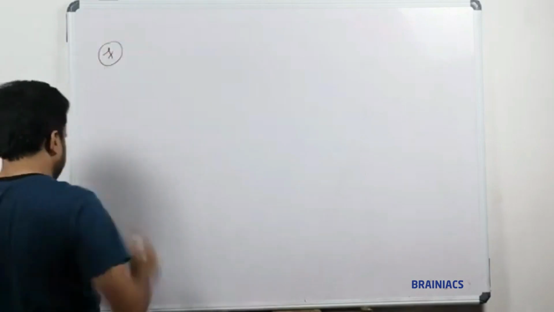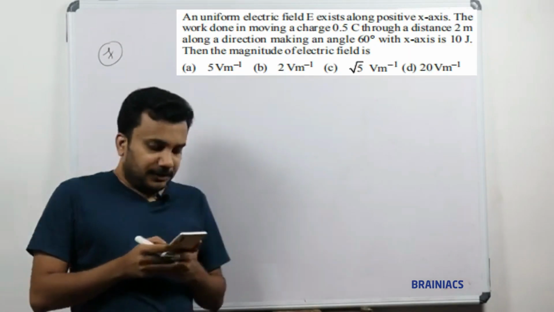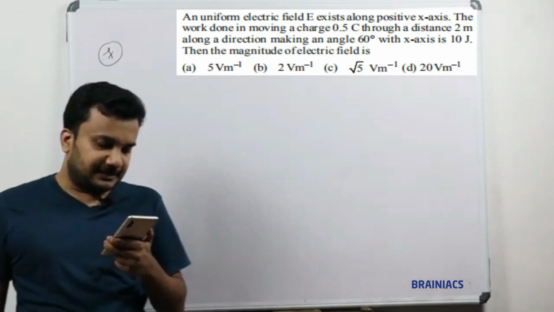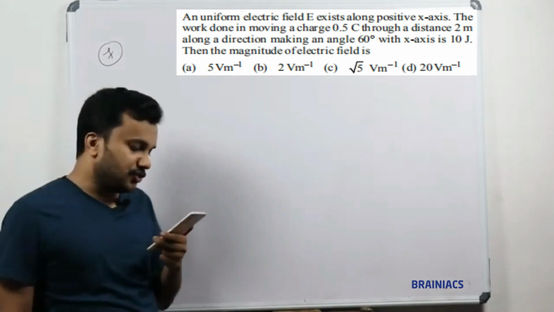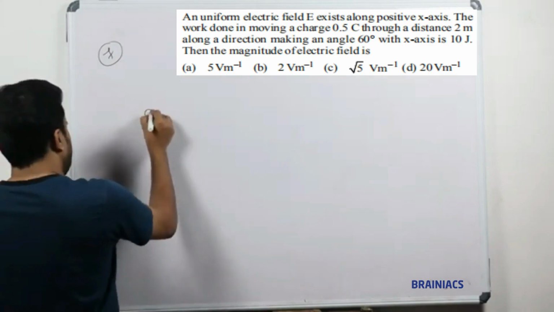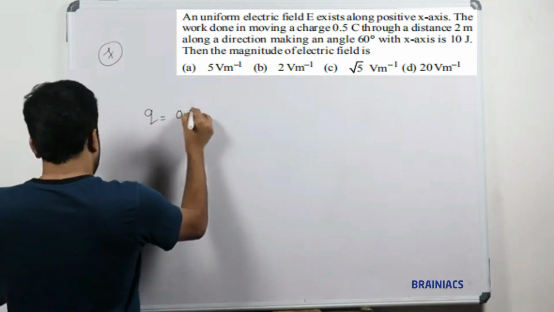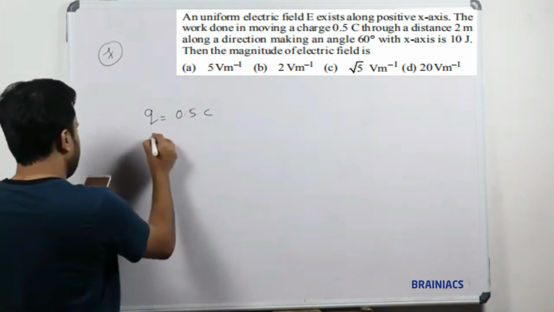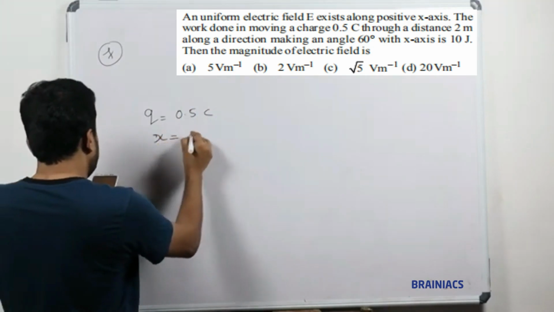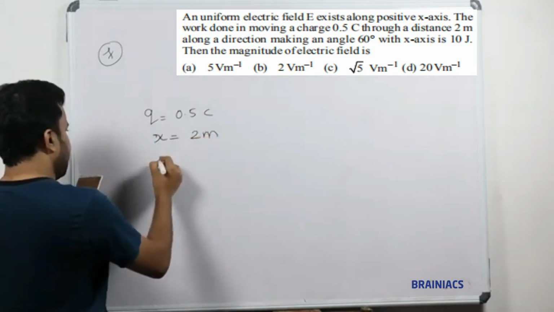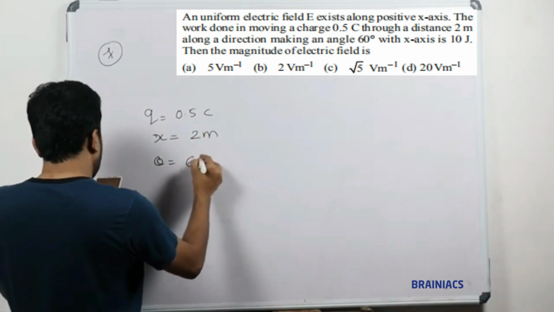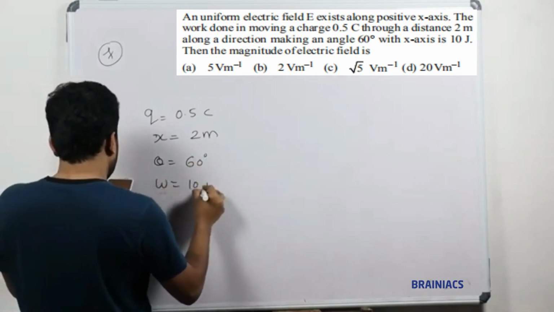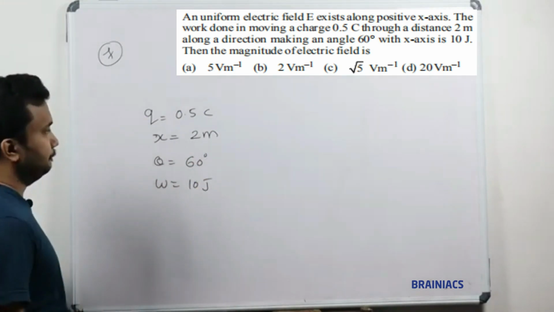Seventh question. A uniform electric field E exists along a positive x-axis. The work done in moving the charge, 0.5 coulomb, is given through a distance. So some distance x will be given along the x-axis, 2 meter, along the direction making an angle theta equal to 60 degree with the x-axis. So the work will be equal to 10 joule. Magnitude of electric field?